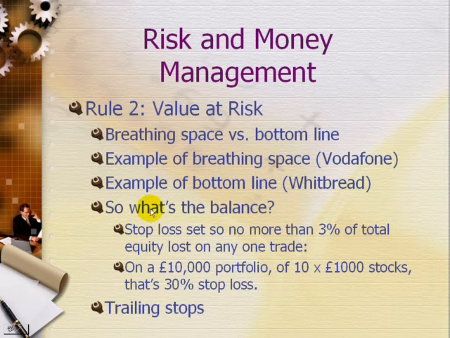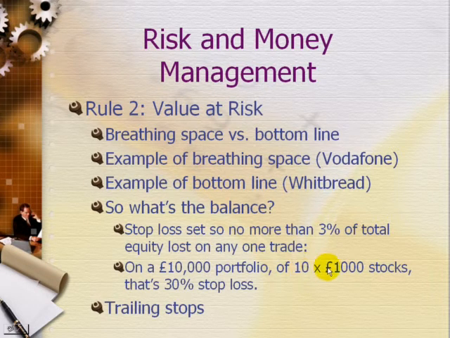The stop loss should be set so no more than 3% of your total equity, i.e. all the money you have, let's say it's a £100,000 portfolio, no more than £3,000 would be lost on any one trade. Or, put it another way, if you have £10,000 in a portfolio, and let's say for argument's sake you divide that into 10 lots of £1,000 stocks, because of course you're not going to put all the money into one trade, you're going to divide it up. And let's say you divide it into 10 equal pockets for 10 trades.